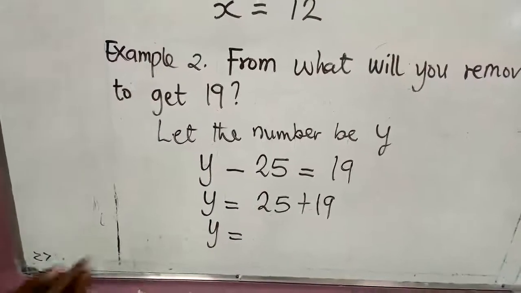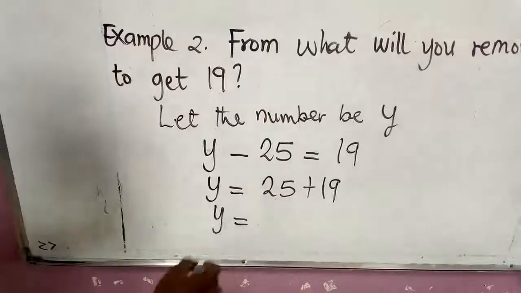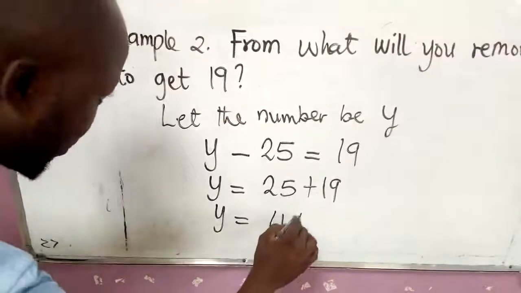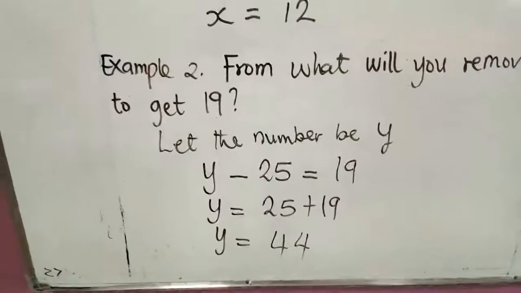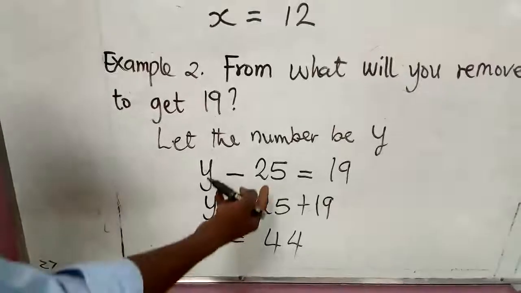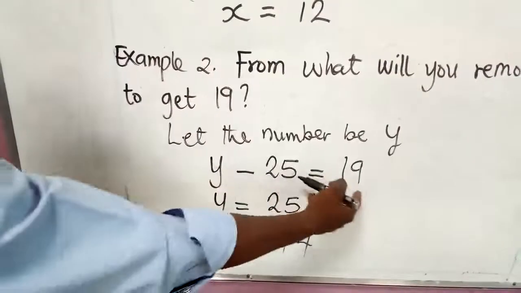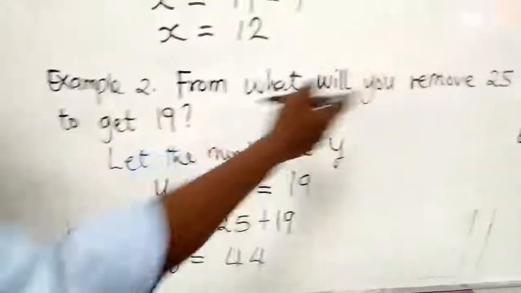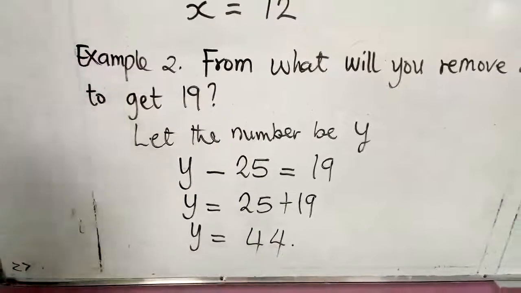Well, the answer to 25 plus 19 is what? That will give us 44. Y is 44. So if you take away 25 from 44, the answer is 19, which is the number you can take away 25 from to get 19 according to the question.